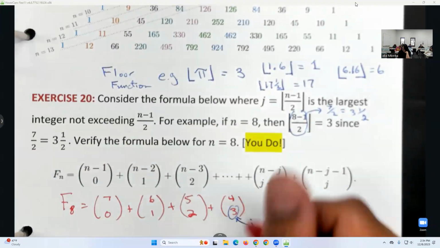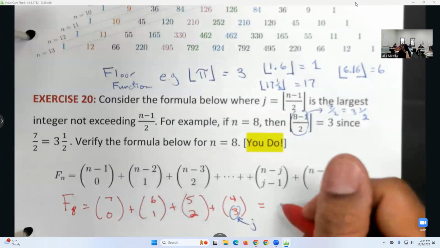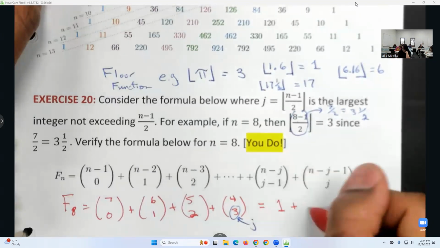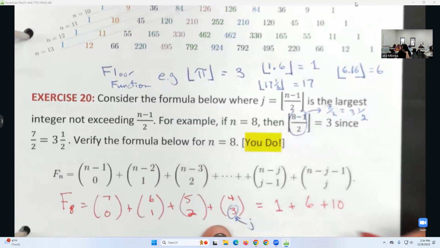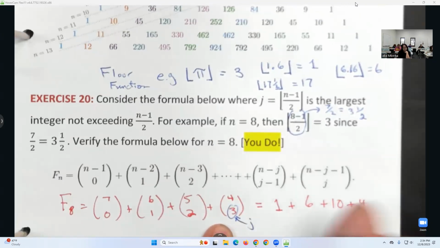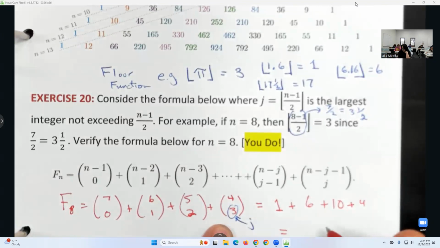Okay, so we go to Pascal's triangle, and we see that 7 choose 0 is the number 1, 6 choose 1 is the number 6, 5 choose 2 is the number 10, and 4 choose 3 is the number 4. If we add up these 4 numbers, we get.